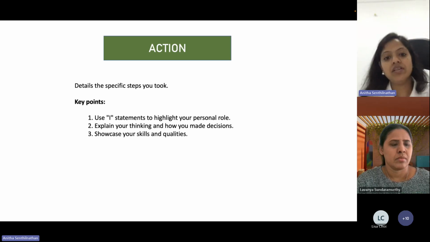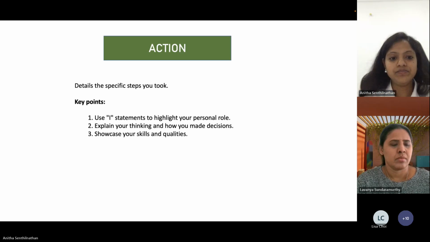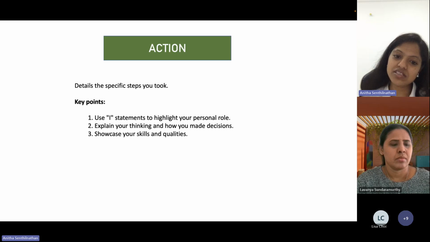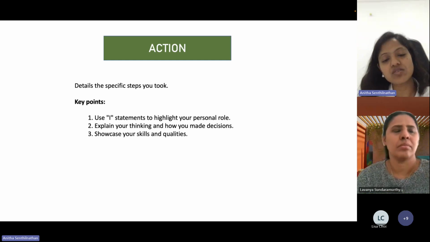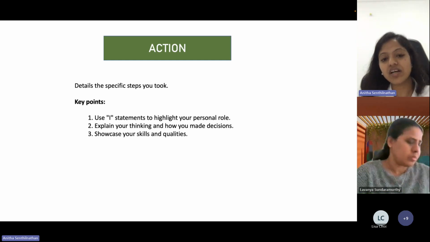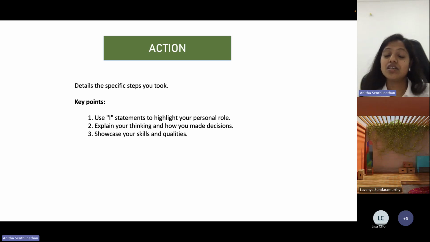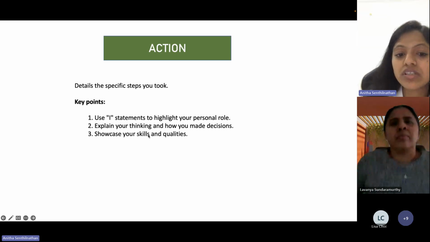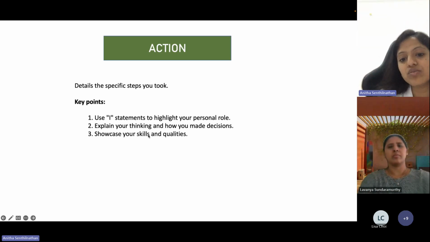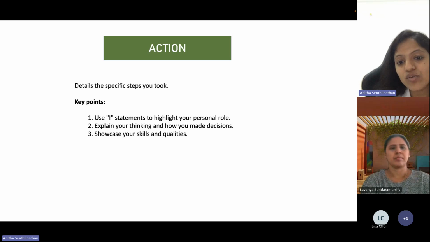For example, when we say as a team, we did this, or my team did this, that wouldn't be a proper way to answer, because the interviewer is not going to recruit the entire team, they are going to recruit us. So we have to use I instead of we. Number two is to explain your thinking and how you made decisions.